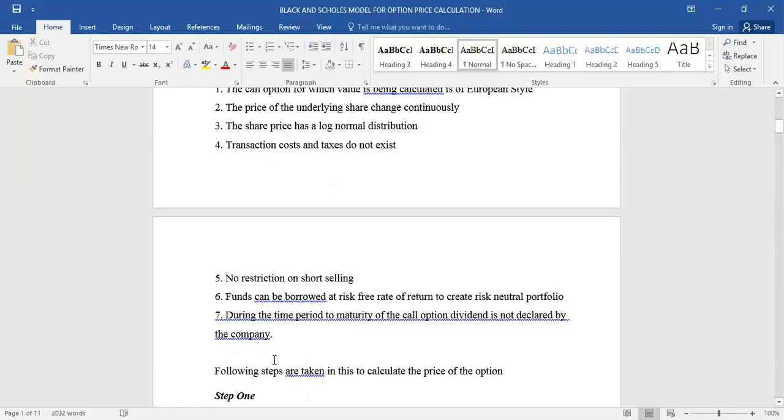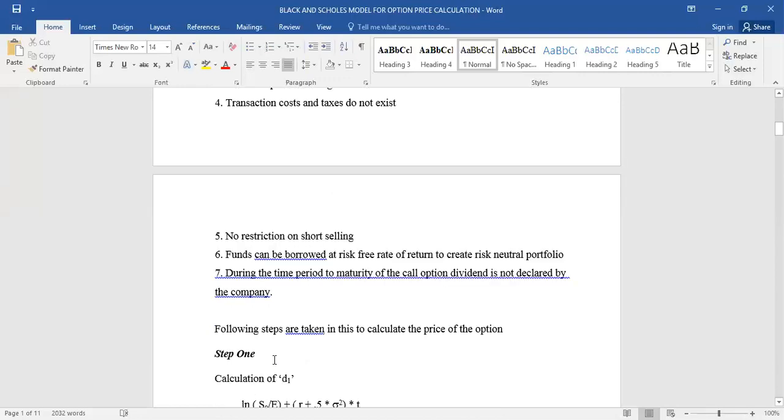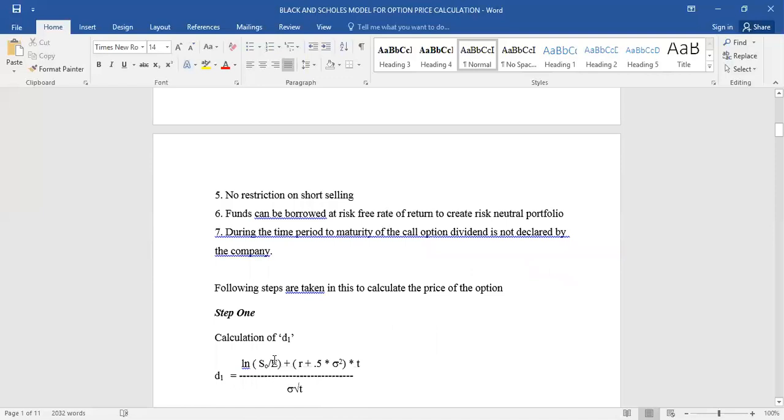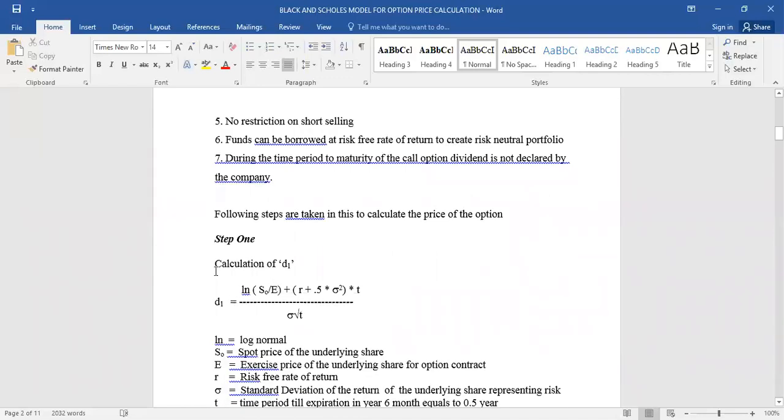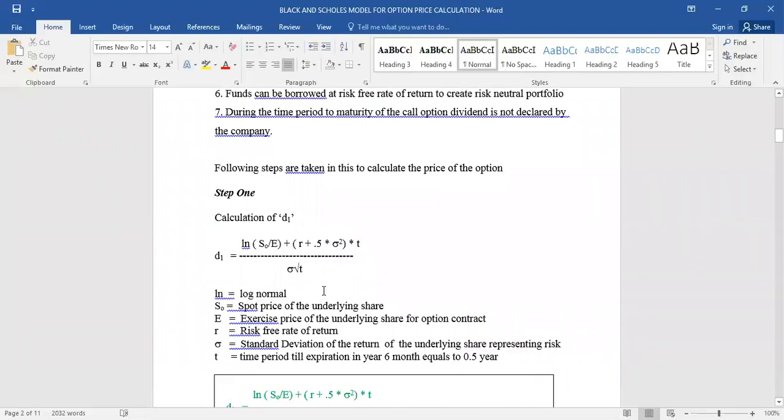Now, what are the steps I had discussed in the previous class? Let me give a quick recap so that we can start further. Step number 1: calculate D1. D1 is equal to the hedge ratio under the BS model. Hedge ratio definition, you know it very well: the seller of the option can create a risk neutral portfolio by taking a long position equal to the hedge ratio proportion of the quantity sold for the call option. Let us say the hedge ratio is 0.6. What is the implication of this?